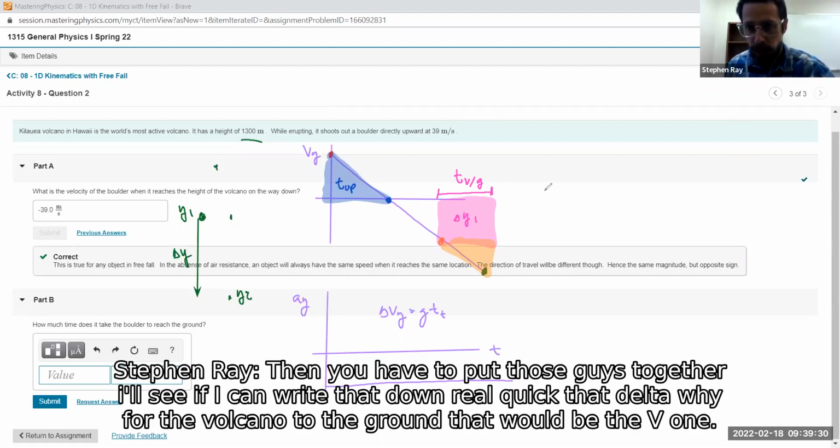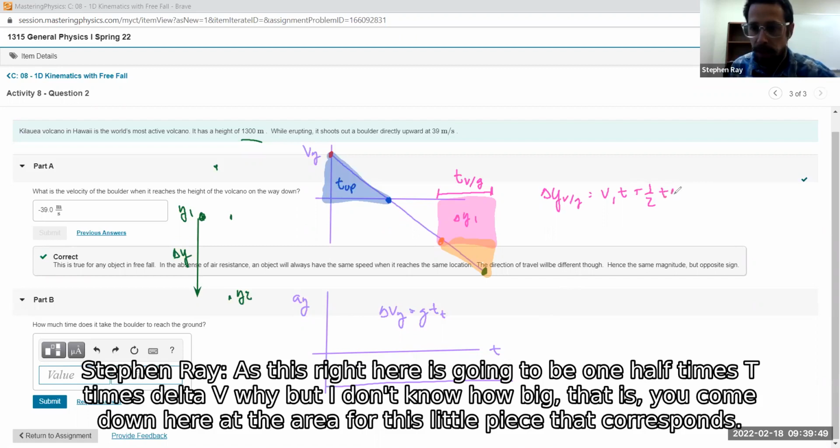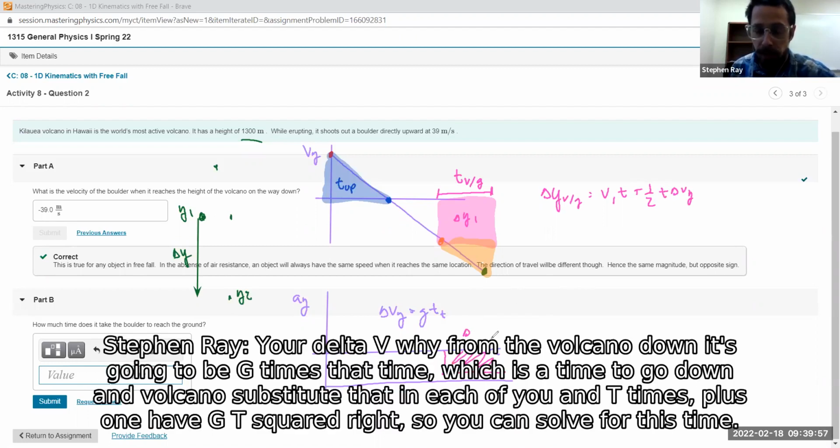I'll see if I can write that down real quick. That delta Y for the volcano to the ground would be V1 times T plus 1/2 GT squared. You remember doing that before, maybe on the previous question, if you solved for that? Because this right here is going to be 1/2 times T times delta Vy, but I don't know how big that is. You come down here, get the area for this little piece that corresponds. You get your delta Vy from the volcano down. It's going to be G times that time, which is the time to go down on the volcano. Substitute that in. This gets you V1 T plus 1/2 GT squared, right?